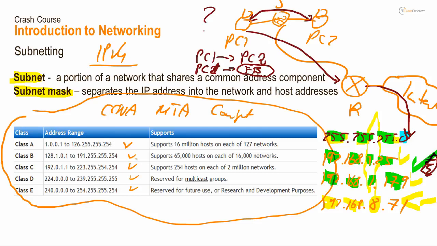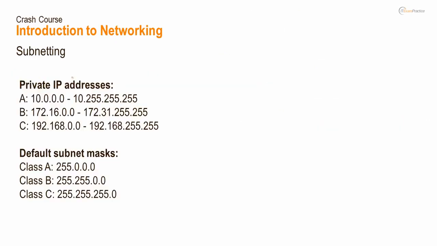One thing I want to mention is that every single group has a default subnet mask, and this is something you have to memorize as well. Class A, B, and C over here.